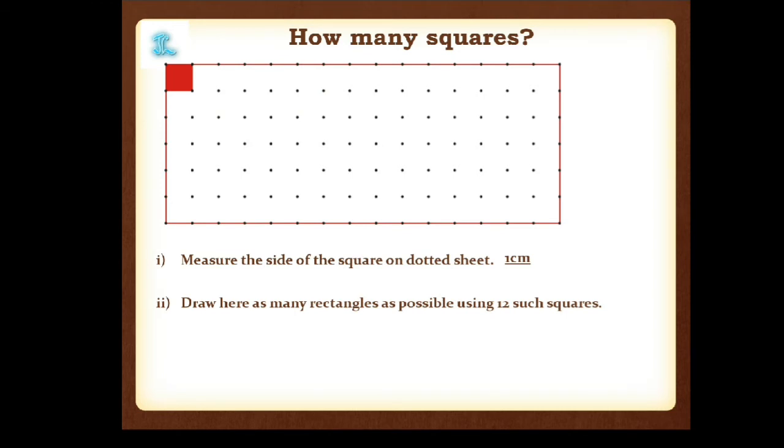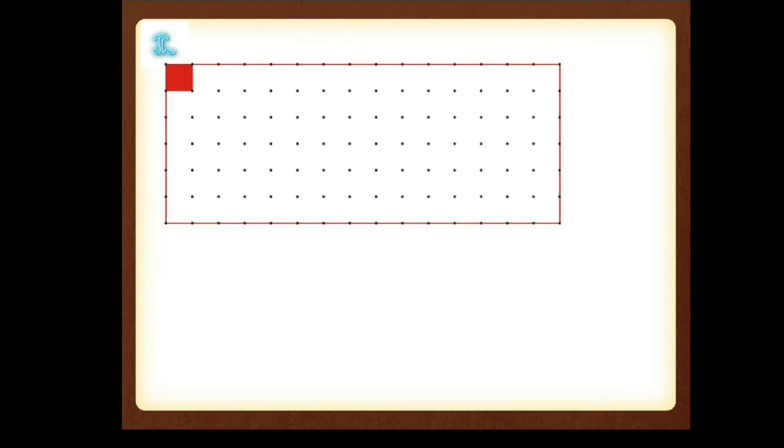Next, draw here as many rectangles as possible using 12 such squares. For one square it has been drawn, the red square which is there in the dots. They are asking us to make 12 such squares. How many squares? 12 squares. Now first we will take that sheet which is given. How many squares have they asked us to do? Same 1 centimeter length, 12 squares we have to draw.